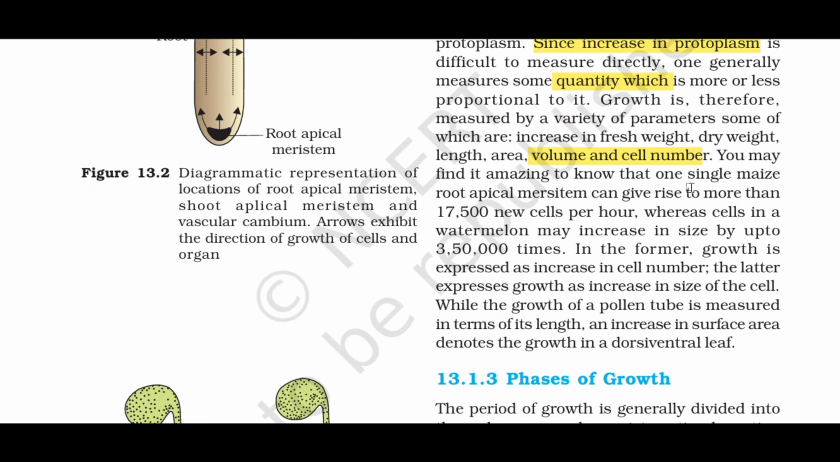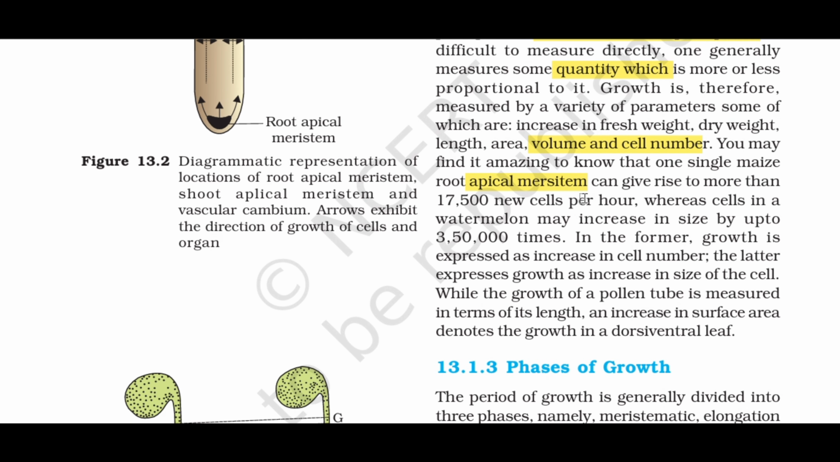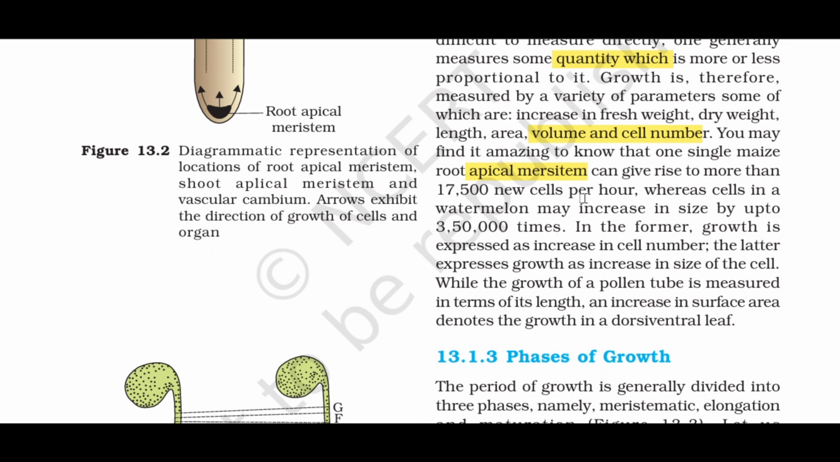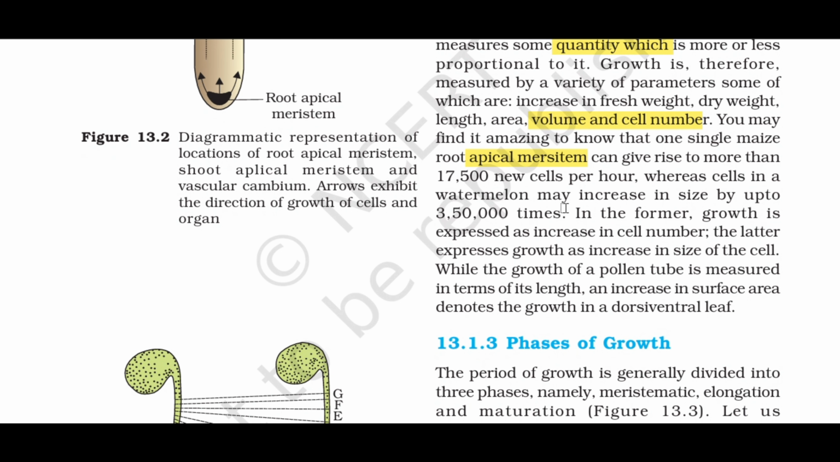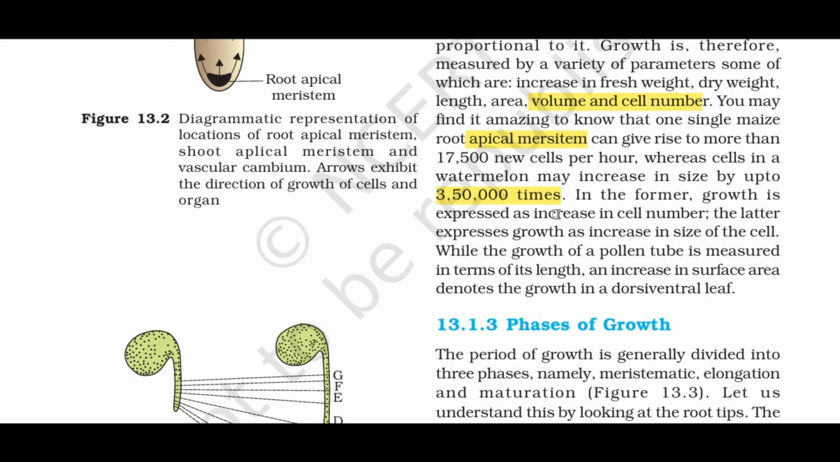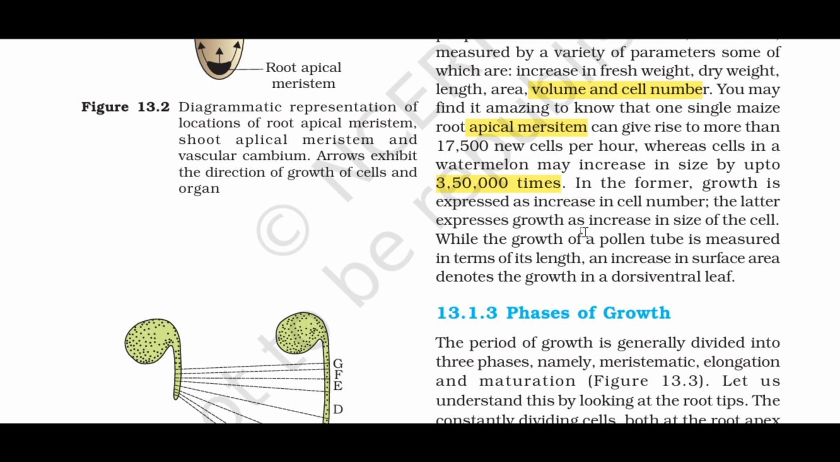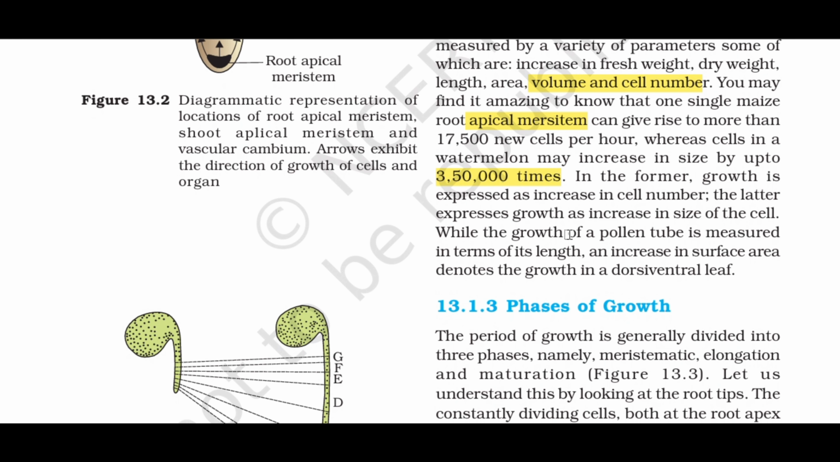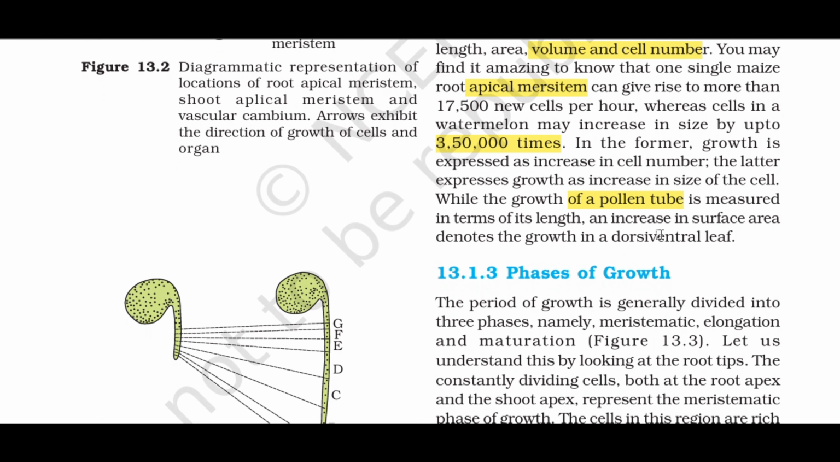You may find it amazing to know that one single large root apical meristem can give rise to more than 17,500 new cells per hour, whereas cells in a watermelon may increase in size by up to 350,000 times. In the former, growth is expressed as increase in cell number. The latter expresses growth as increase in size of the cell. While the growth of a pollen tube is measured in terms of its length, an increase in surface area denotes the growth in a dorsiventral leaf.